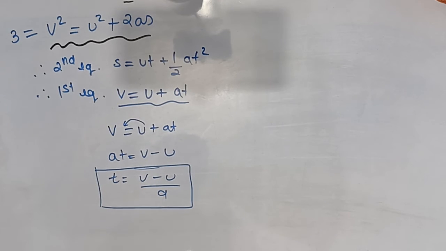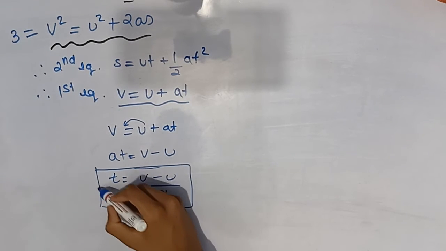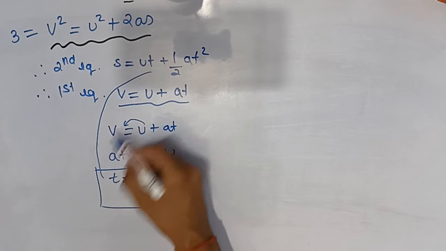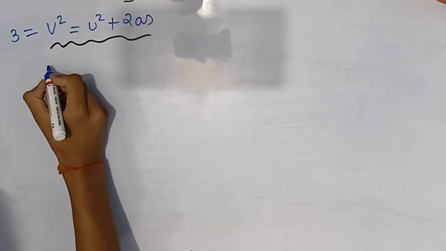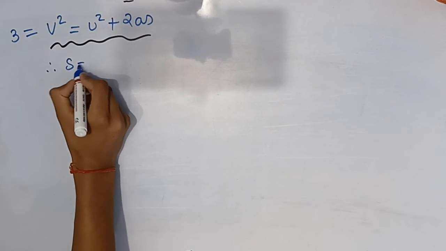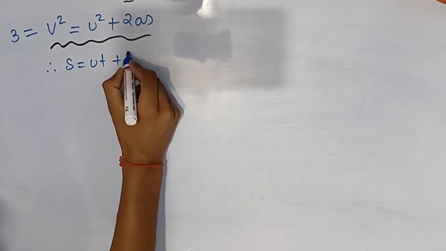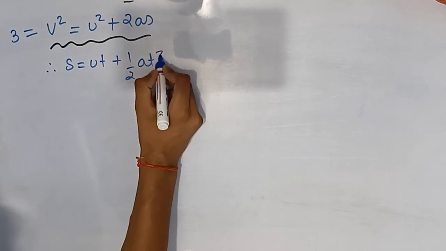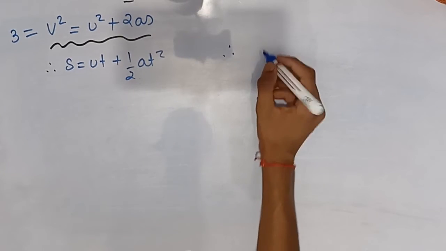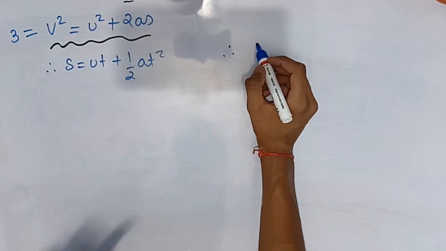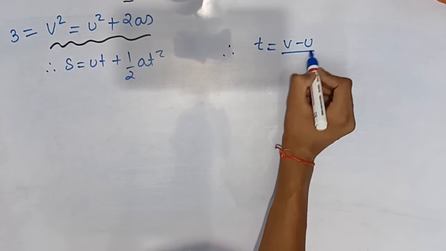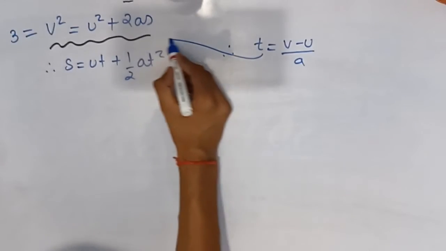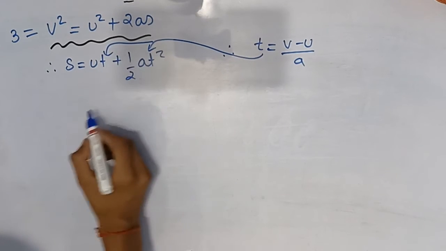Basically, we will put this t value in the second equation of motion. First let me erase this, then I will explain clearly. Friends, the second equation of motion is s = ut + 1/2 at². On rearranging the first equation of motion, we got t = (v - u)/a. So we will place this t value here and here. See what we will get.